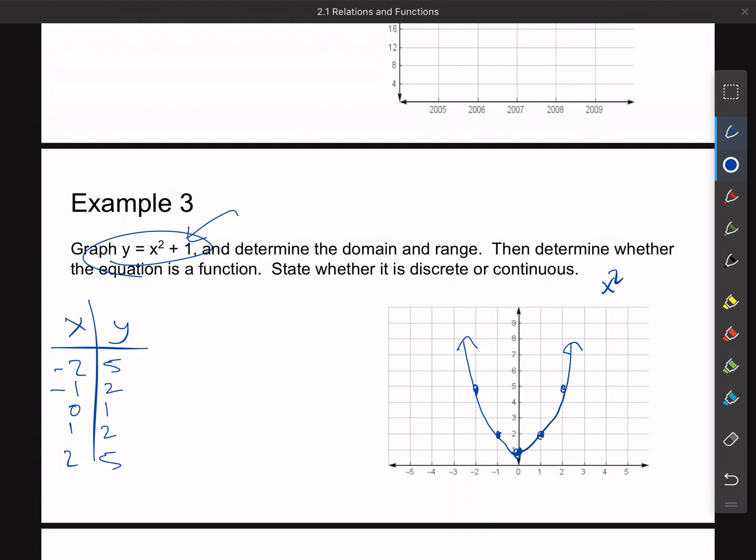This is continuous. Yes, we had to lift our pencil to draw these points, but we're graphing the image x squared plus 1, which is this actual solid line. So this is going to be a continuous function. We do not have to lift our pencil in order to draw it.